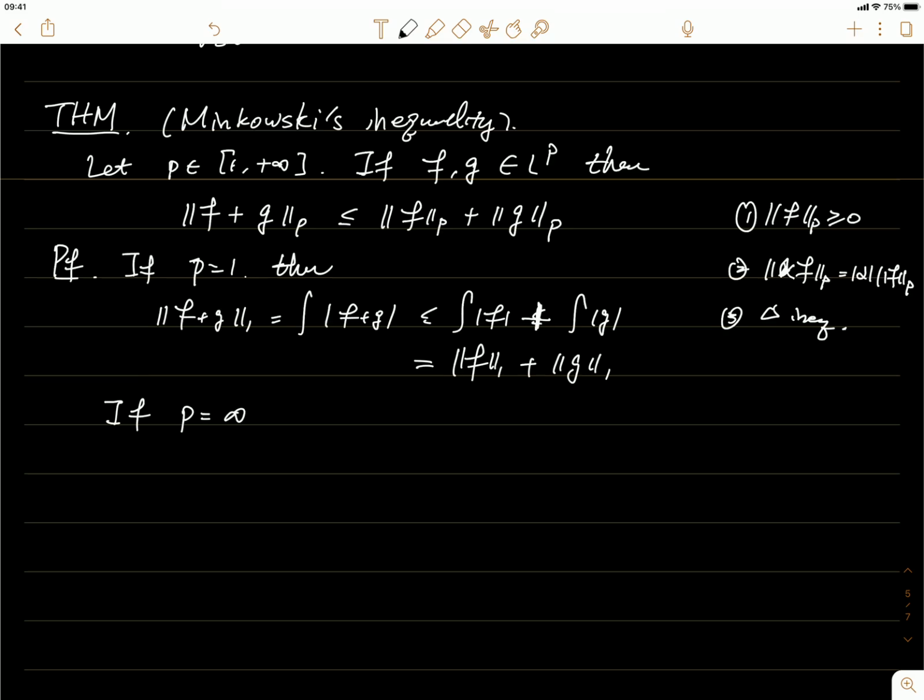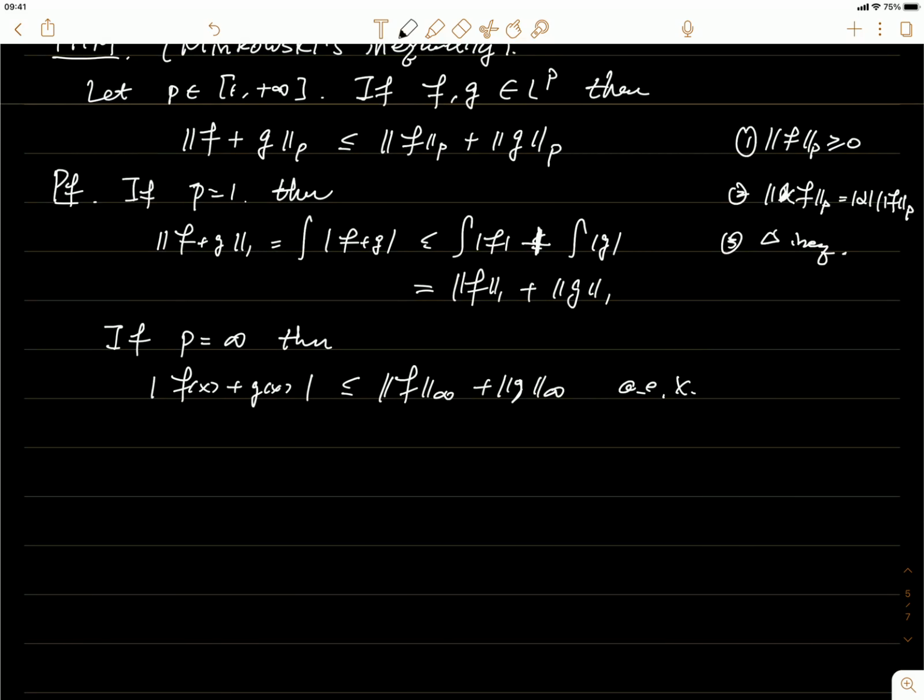If p is infinity, then we know that, in other words, |f(x) plus g(x)| will be bounded by the infinity norm of f plus the infinity norm of g almost everywhere for x. This implies that the infinity norm of f plus g is less than or equal to the infinity norm of f plus the infinity norm of g. Okay, that's also easy to show.